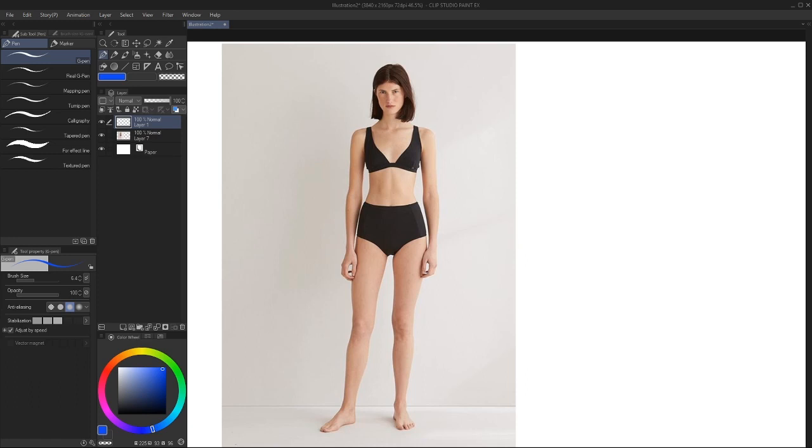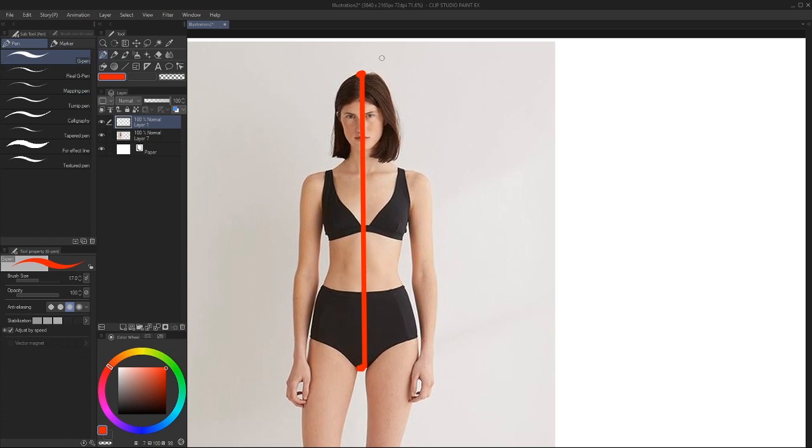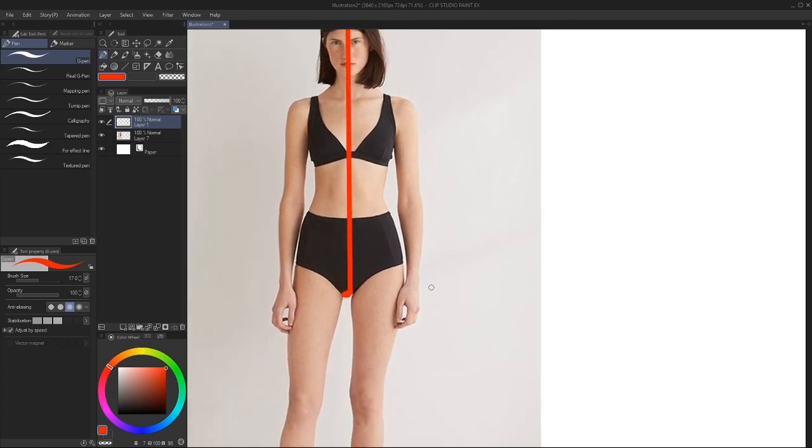This is Sham Draws, and today I'm going to show you how I simplify the human figure. I indicate the top of the head and the bottom of the crotch, and I like to draw a vertical line connecting the two points. So now we have our point A, and here we have our point B.